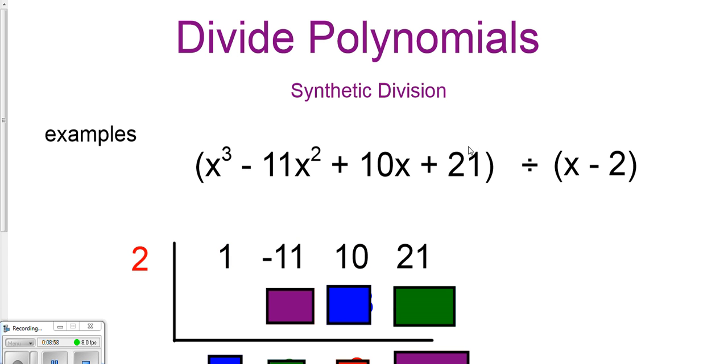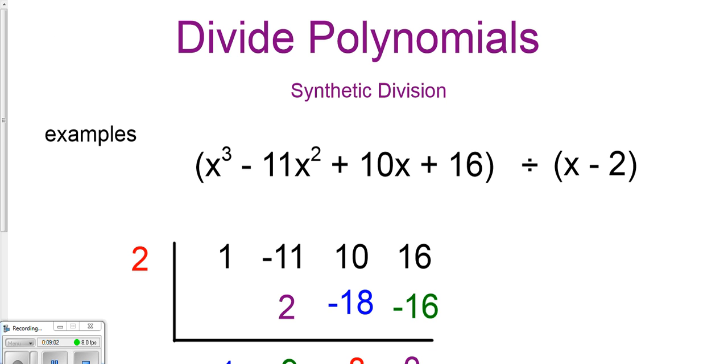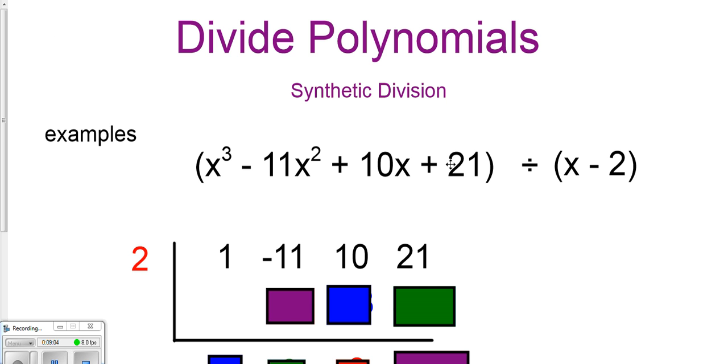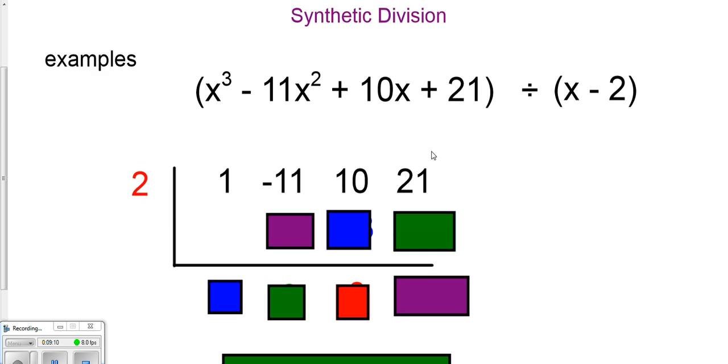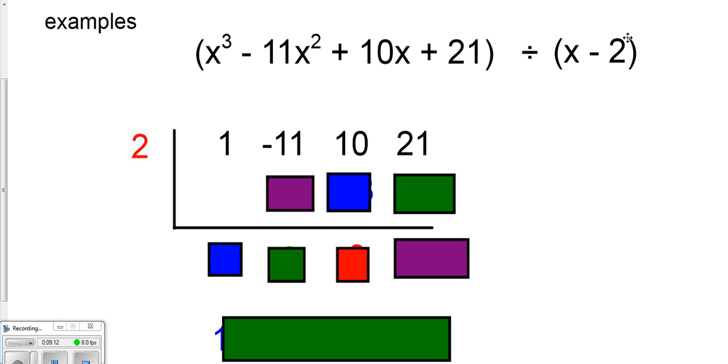Let's try another one with synthetic division. Now I cheated. I used this exact same one, only instead of the 16, I put a 21 here. That makes sure I know that there will be a remainder. So we're going to do the same exact setup. Minus 2 over here means that we have to have a positive 2. Coefficients of 1, negative 11, 10, and 21.